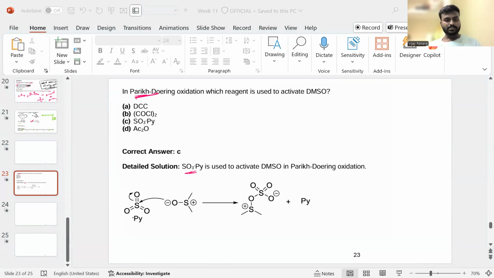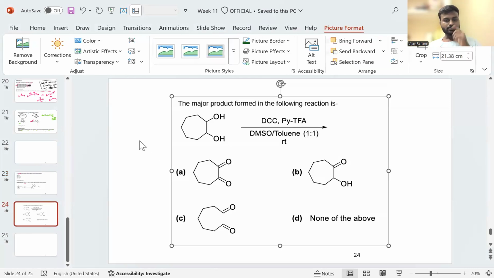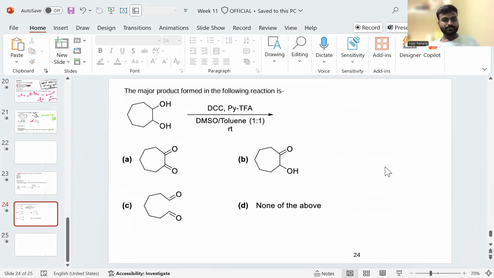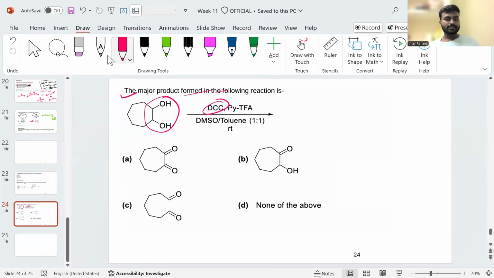The next question, I just put it here on the Pfitzner-Moffatt oxidation reaction. In the Pfitzner-Moffatt oxidation reaction, the reagents are DCC, pyridine, TFA, and the solvents are DMSO and toluene. So I will take that question here. The major product formed in the following reaction. We have the 1,2-diol, and the reagents are DCC and pyridine TFA in DMSO.